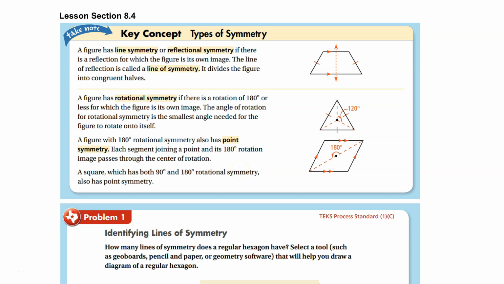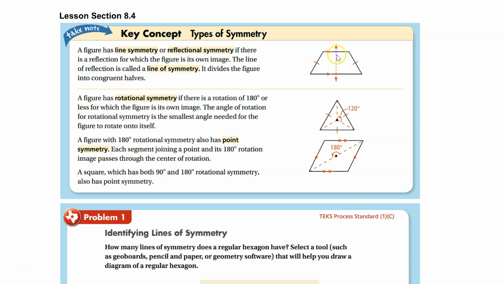In 8.4, which has to do with symmetry. The first type of symmetry that we're going to be talking about is line symmetry, or reflection symmetry. If there is a reflection for which a figure is its own image, it's called a reflection symmetry. The line of reflection is called the line of symmetry. It divides the figure into two congruent halves.